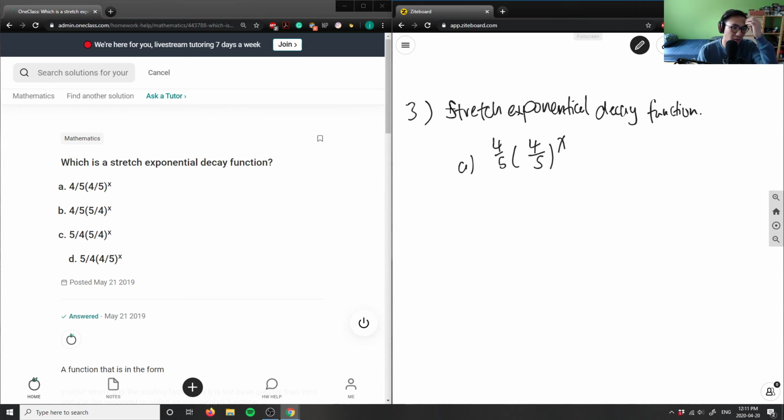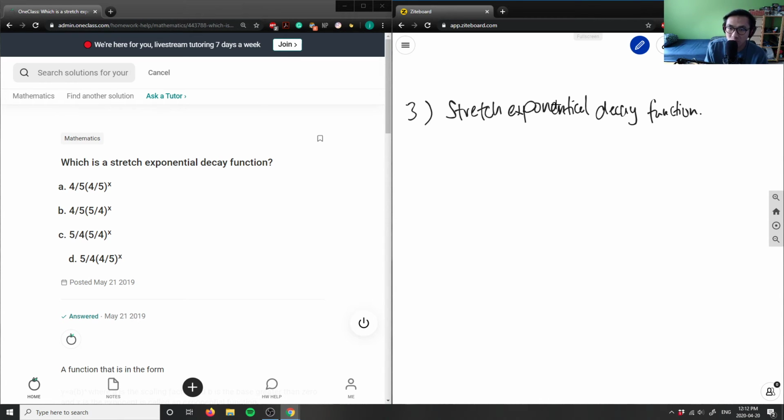Is this an exponential decay, stretch decay function? Stretch exponential decay function. So what we have to do first, we have to think about what is an exponential, what is a decay, what is a stretch, right? So let's think about these questions first. Actually, let me erase A. Let's think about just this problem here before we even go to the answers here.